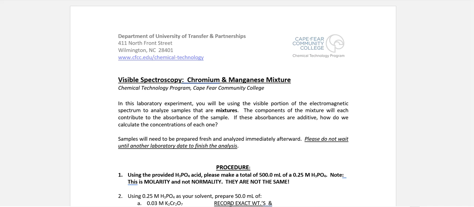Okay, so we need to talk about where the numbers go. How do I do these calculations for the chromium and manganese mixture lab? Happy Halloween, everybody, because that's normally when this lab hits, and that's when you start to see these purples and yellows and oranges in a lab environment.